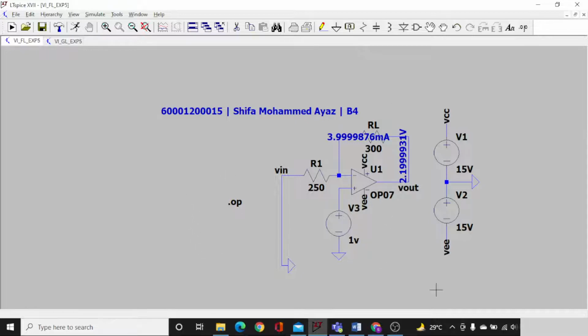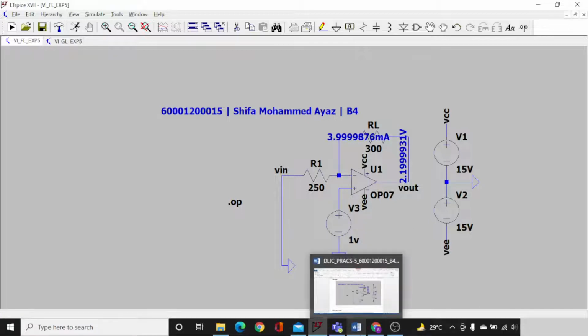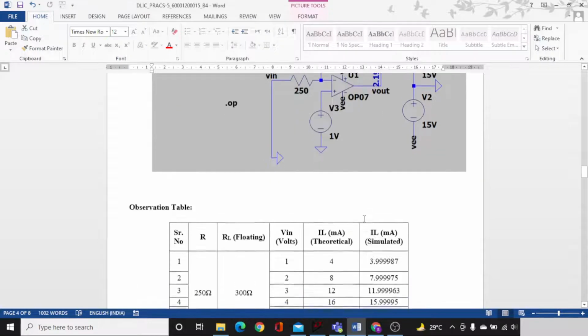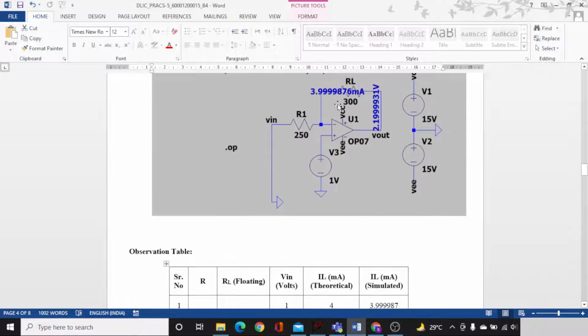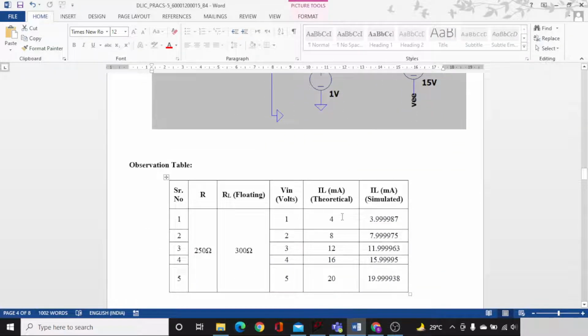So let's see. As we had said, the output current, that is the load current, is 4 milliamps from the theoretical value. The practical value is much closer to it, that is 3.99 milliamps, which is approximately 4 milliamps, which matches with the output derived earlier. Similarly we can observe the observation table over here. For RL, I've considered 300 ohms and input voltage of 1, the current is 4 milliamps and the simulated current is 3.99 milliamps.